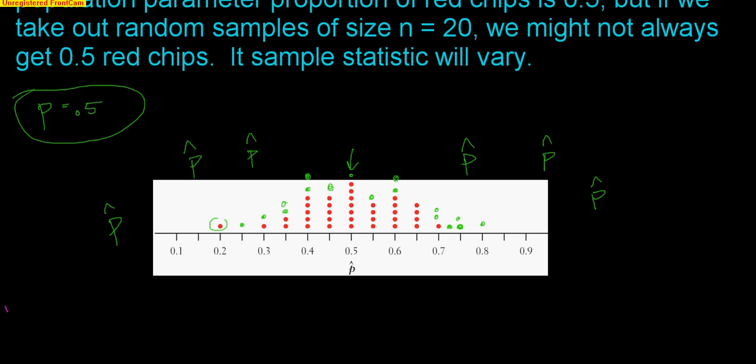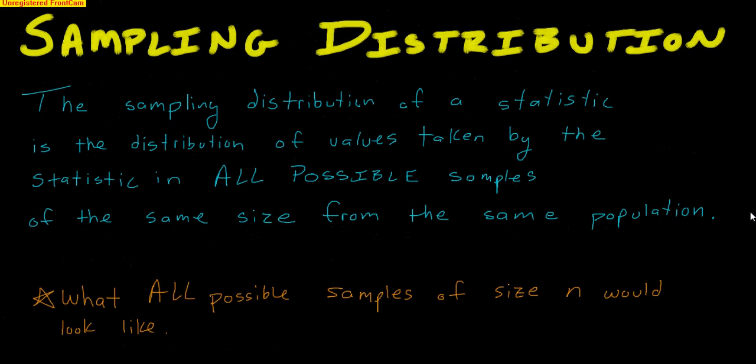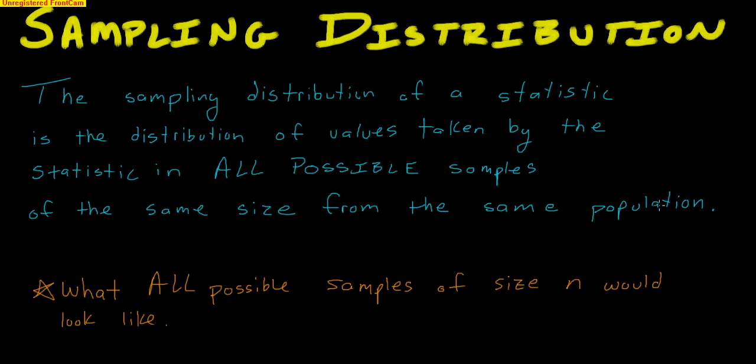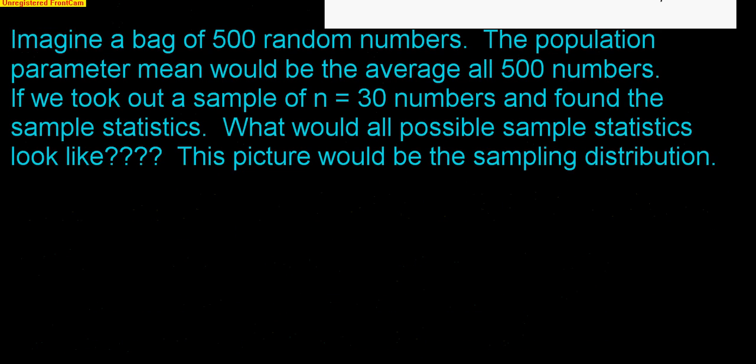So, in a nutshell, a sampling distribution is what all possible samples would look like. Okay, what the statistic from all possible samples would look like. That last example we did dealt with proportions. Let's do a quick example that deals with means.